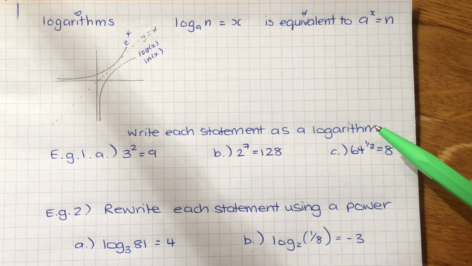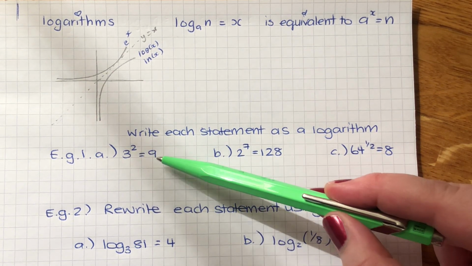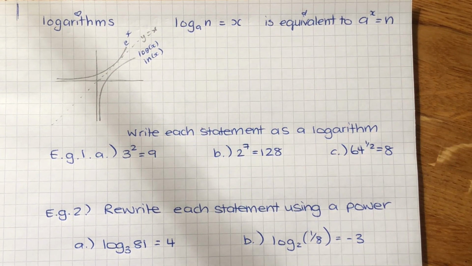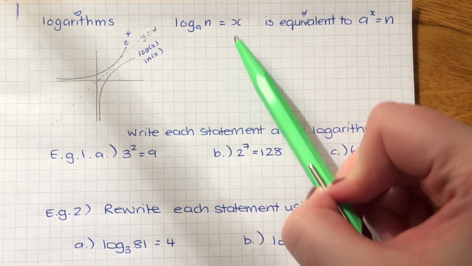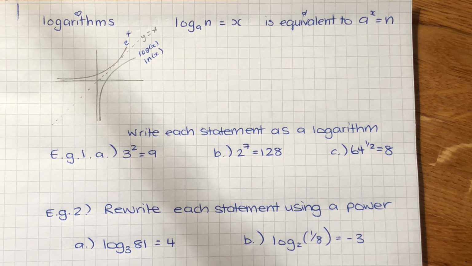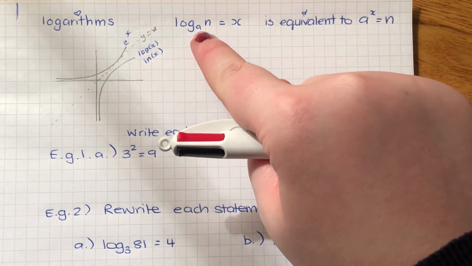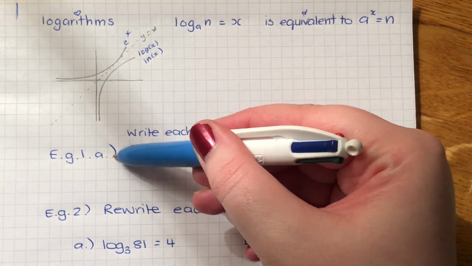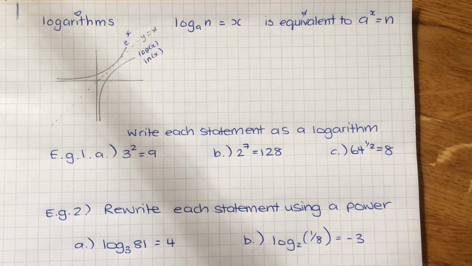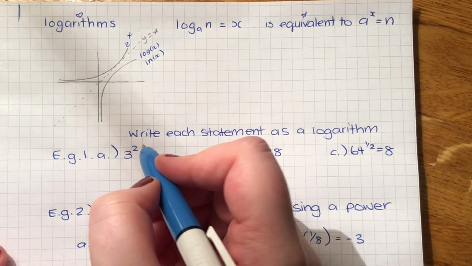To start off with, we're given the powers but also the answers, and we need to write it as a logarithm instead. So rather than this, we want it to look like something like that. What we're going to do is start off with writing the base number. This number a is always the same number as the big one here. Again, as I've said before, we call it a base number.